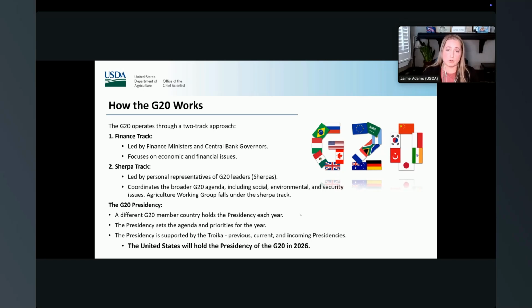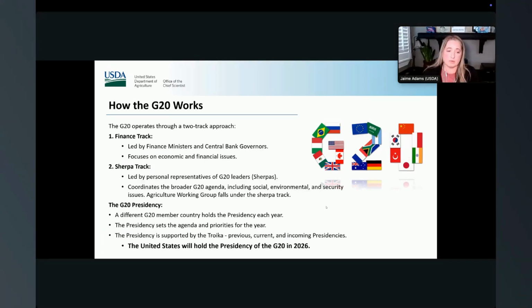And as we're going to go through a transition in the United States, we'll be waiting to discuss with new leadership about the priorities and the agenda, specific topics, themes, and so forth once new leadership takes office after inauguration on January 20th. The presidency is supported by a troika. So each year there is the previous, current, and incoming presidencies.